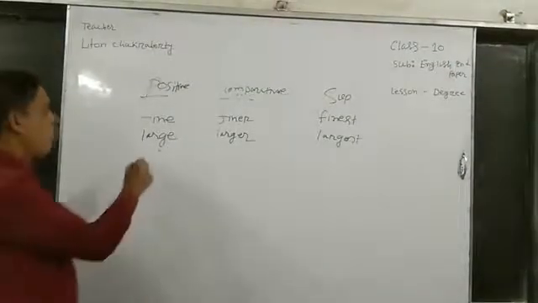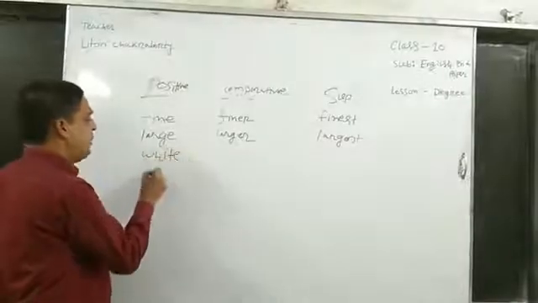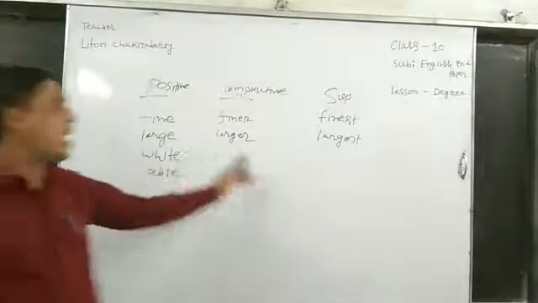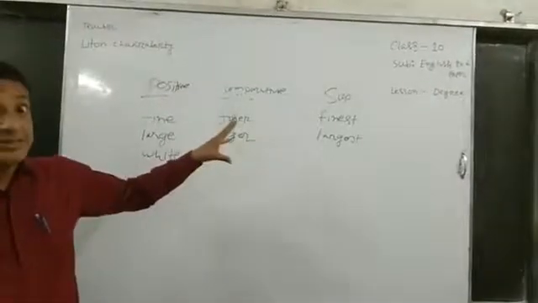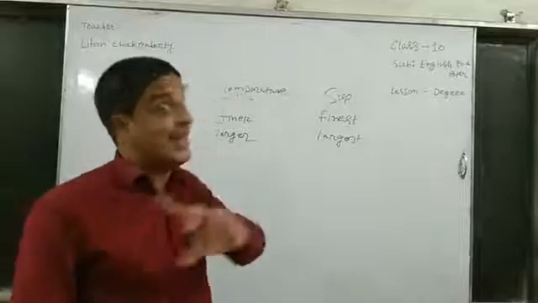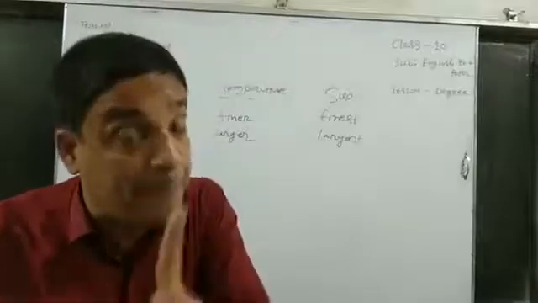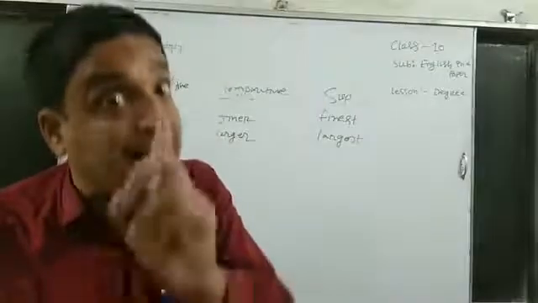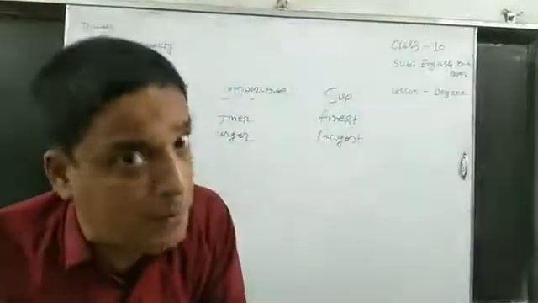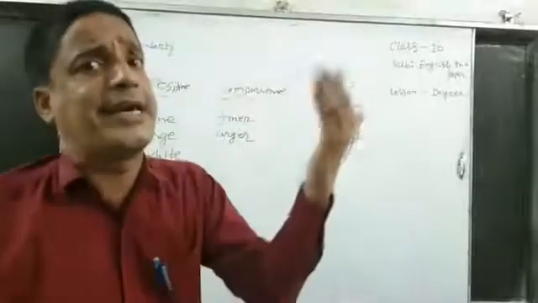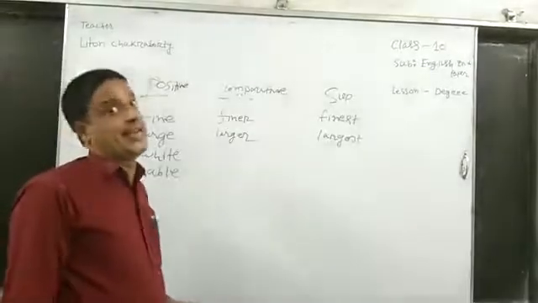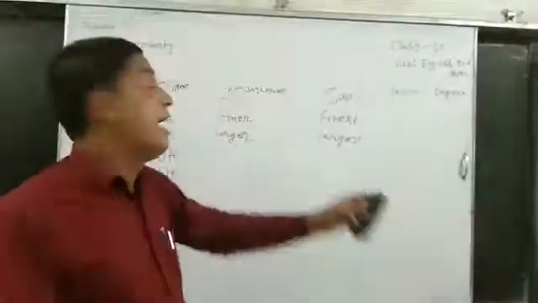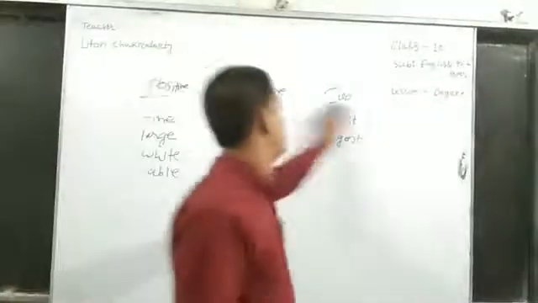We can get such words. White, whiter, whitest, able, abler, ablest. Means we have to remember that if we get E at the end of an adjective, then we add R for making comparative and ST for making superlative. You must remember this very nicely, and you must write down the rules in your exercise book.